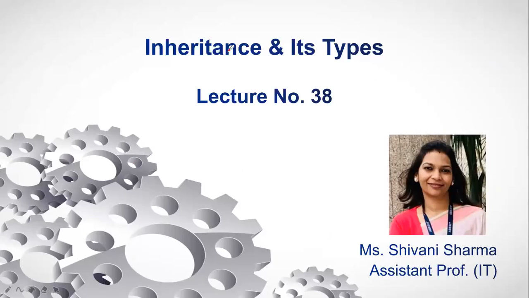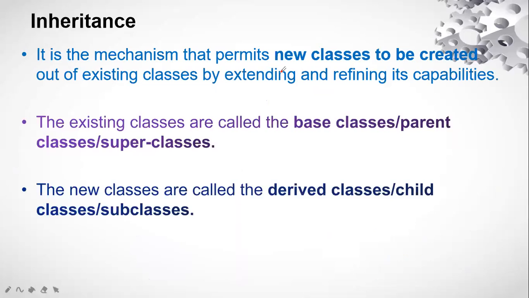Next, we are going to understand inheritance and its types. I have already told you that there are a few pillars of object-oriented programming. What were those? Those were inheritance, data abstraction, polymorphism, right? These are the pillars of object-oriented programming and its basic properties.